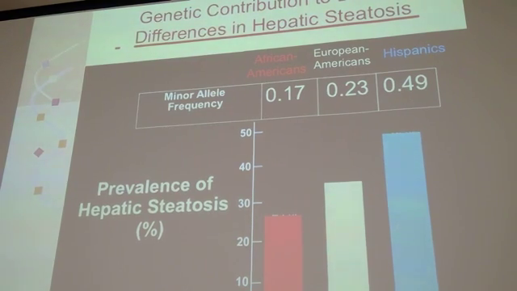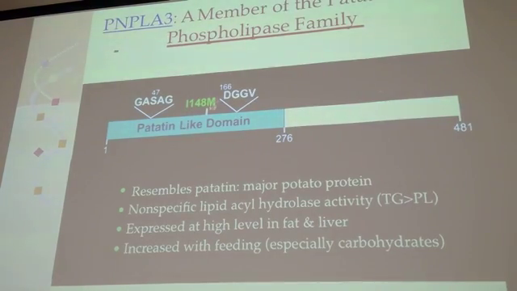disease, cirrhosis, for example. And I'll just show you the gradation here from African Americans to European Americans to Hispanics, where nearly half of Hispanics have a predisposition to fatty liver. And this shows the frequency of the minor allele of that gene, this variant.